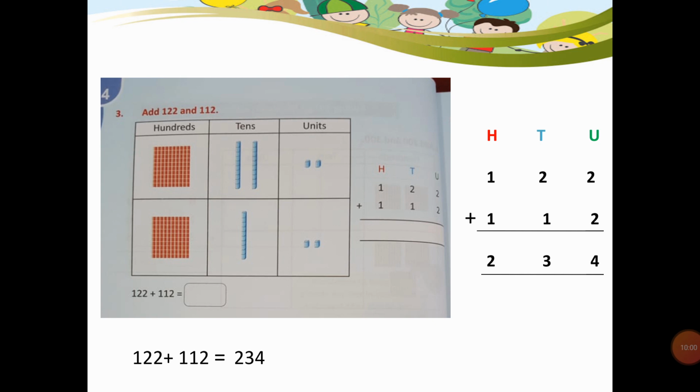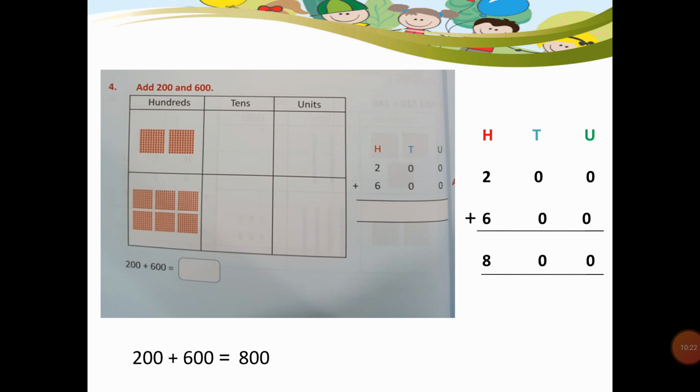Then when we add 2 tens and 1 ten, that will be equals to 3 tens. And when we add 100 and 100, that will be equals to 200. So the answer which we get after adding 122 with 112 will be 234. Moving on to question number 4. Add 200 and 600. So students, in 200 we have 2 blocks in hundreds column. That means we have 200, and we have 0 in tens column. We have no block in tens column, so we will write down 0 in the tens column.